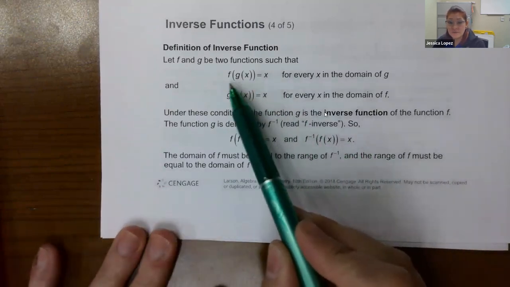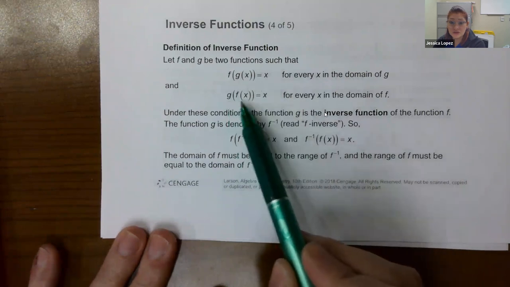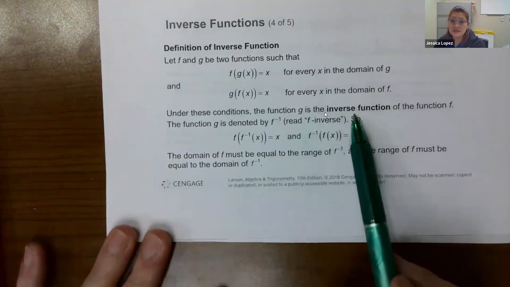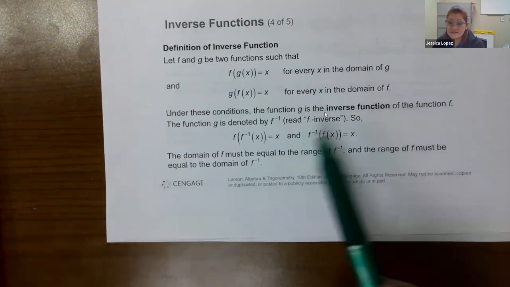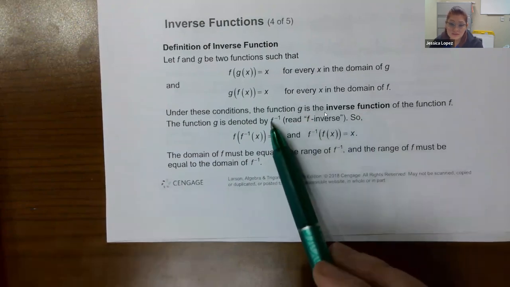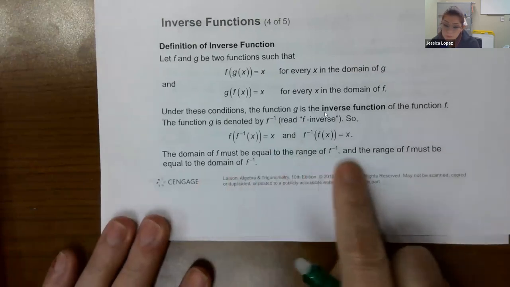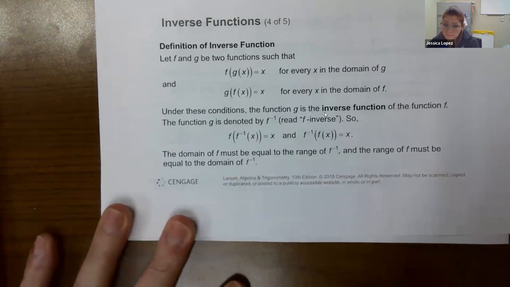If you do one composition and you get x, and then you do the other composition and you get x, then f then g is the inverse of f. And instead of writing g, you can write it as f inverse. Okay. Now, this is also an important bit of information, okay?